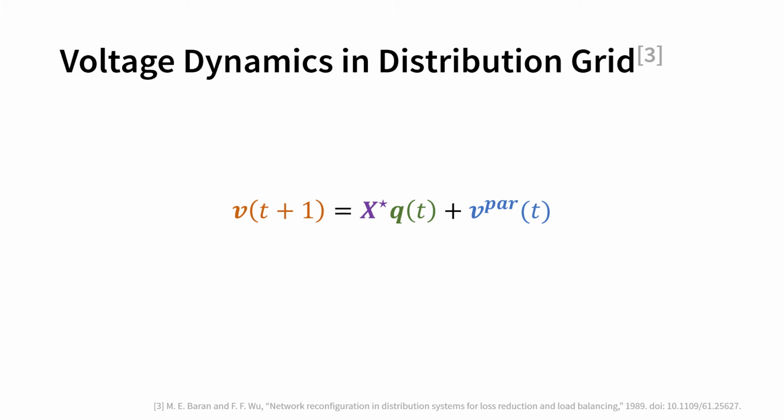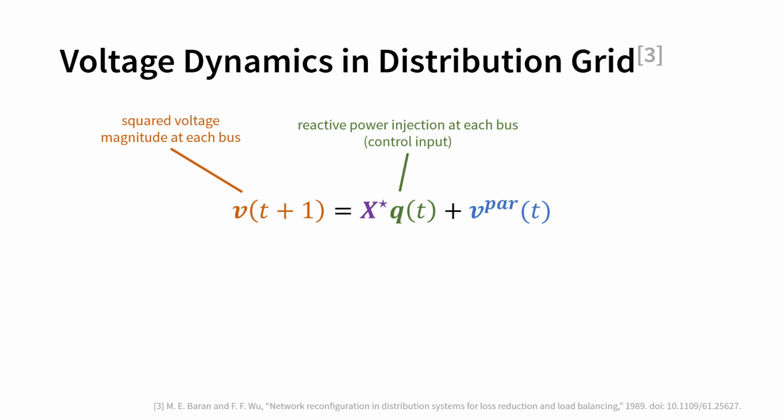Now, I will introduce the dynamical system describing voltages in a radial distribution grid. Under the assumption that the distribution grid has a radial tree-structured topology, we can linearize the dynamics to arrive at the system shown here. The squared voltage magnitude at each bus is a linear function of the reactive power injection, Q_t, which is the control input, as well as the noise, V partial of t, which includes electricity demand or load. The model, X star, depends on the grid topology and line impedances. In our setting, the model X star is the unknown value because we do not know the grid topology.